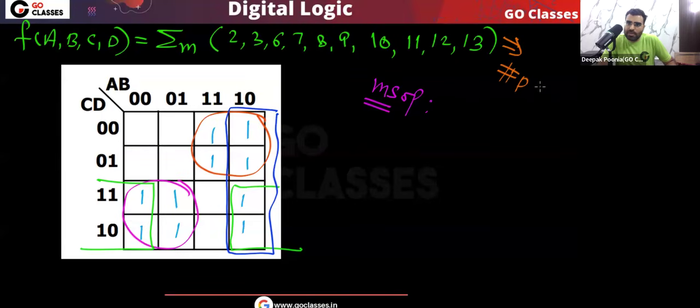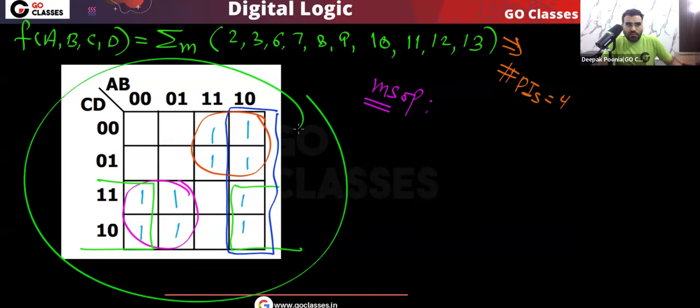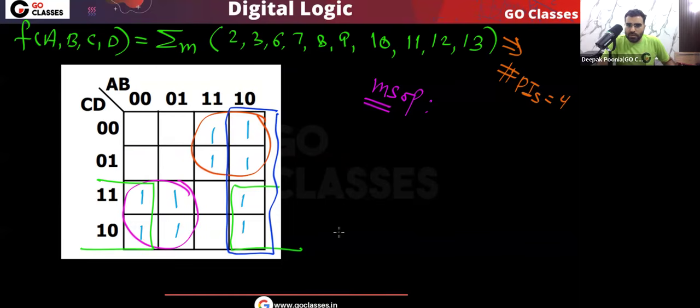Let me share with you that the number of PI, the number of prime implicants, is 1, 2, 3, 4, total 4. And tell me how many of them are EPI, essential prime implicants. To find essential prime implicants, first you find all the prime implicants, then you find what are the one cells which are covered uniquely by a PI. So you can easily notice that this one cell is uniquely covered by the orange PI. So this orange PI is an EPI.